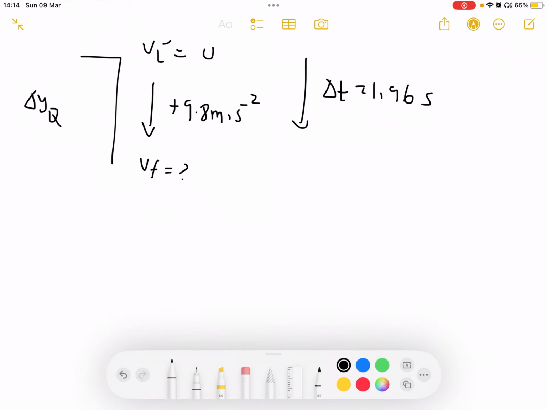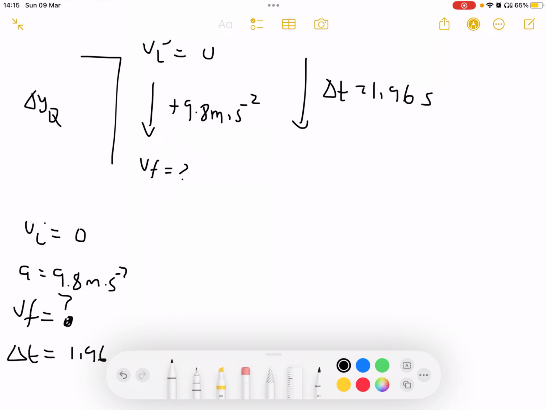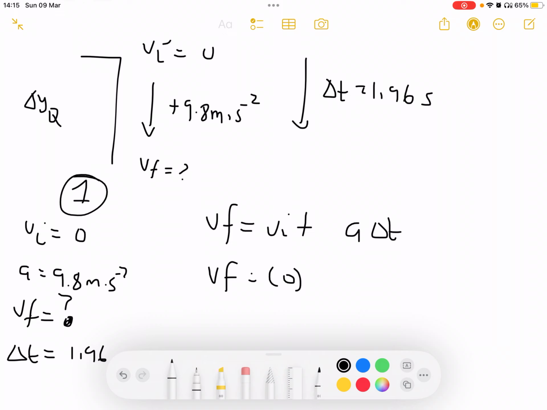We can choose a case whereby we're just using, let's say, VI 0, A 9.8 meters per second squared, and we want VF, which is an unknown, and we use delta t, which is 1.96. That's case 1. Then we will use the following formula: VF equals VI plus A delta t. We're looking for VF, and our VI is 0 plus 9.8 multiplied by 1.96, and then we get VF is equal to 19.2708, and then we round off to 19.21 meters per second.